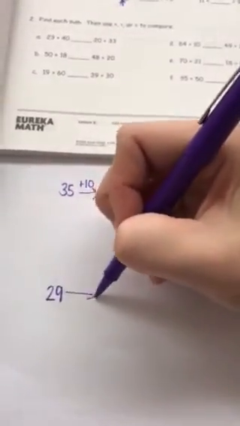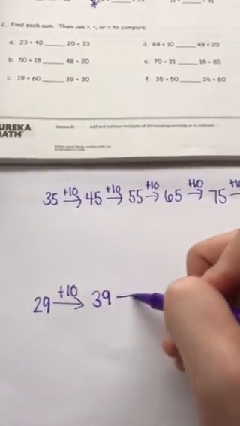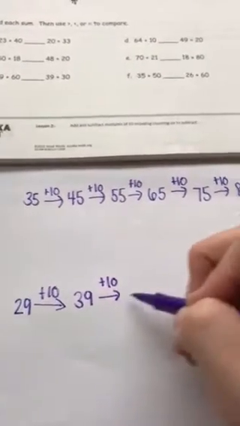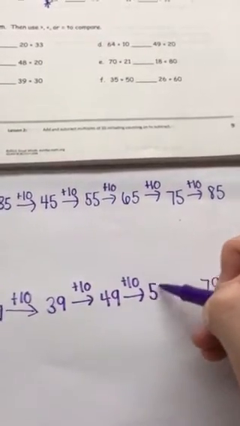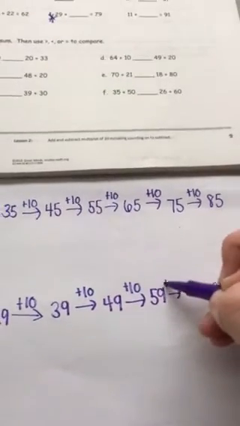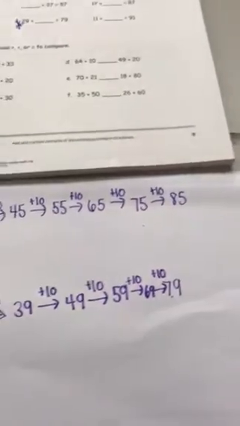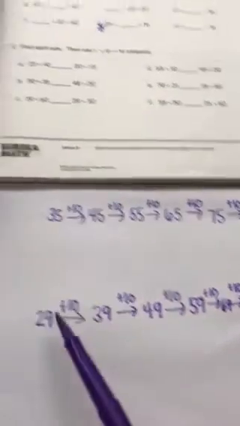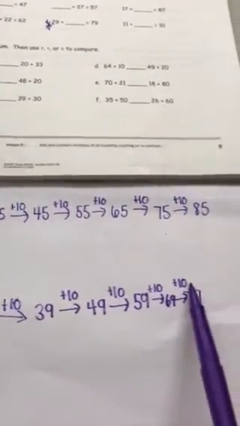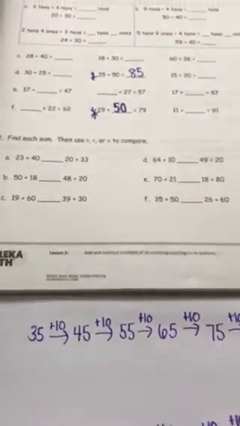So I'm going to start at 29 and add 10. That gets me to 39. And then if I add 10 more, it gets me to 49. And if I add 10 more, it gets me to 59. Plus 10 would get me to 69. Plus 10 would get me to 79. So then I'm going to count how many tens I added to get from 29 to 79. 1, 2, 3, 4, 5 tens, which equals 50. So 29 plus 50 equals 79. All right, that's Tuesday's homework.